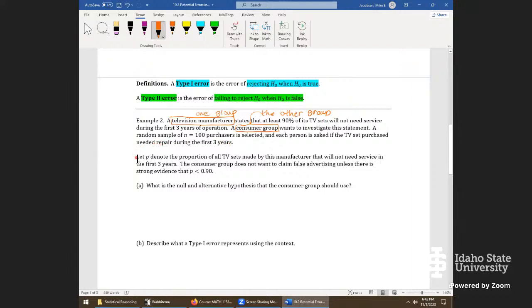It goes on to say, let P denote the proportion of all TV sets made by this manufacturer that will not need service in the first 3 years. Now that's really kind of nice. They just gave us the parameter P. That can happen on quiz problems and real exam problems, sometimes. So the problem isn't so very, very long. Next, it says the consumer group does not want to claim false advertising unless there is strong evidence that P, the proportion of the TV sets that will need repairs within 3 years, is less than 90% or 0.90.